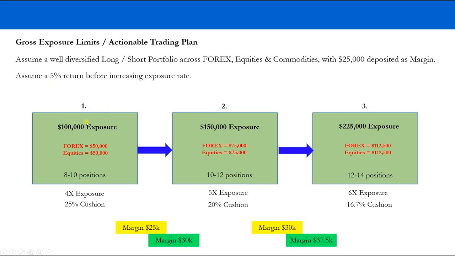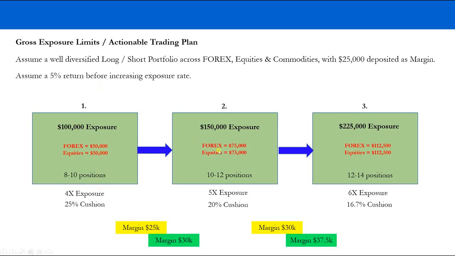So here we have $100,000 exposure, $50,000 in Forex, and $50,000 in equities. We have 8 to 10 positions at any one time, both long and short. And we've applied a 4 times exposure rate because we have our $25,000 in the account. That means we can lose up to 25% before we receive a margin call, which quite frankly is almost impossible if you're running 8 to 10 positions in a well-disciplined long-short portfolio over a 1 to 3 month time horizon.